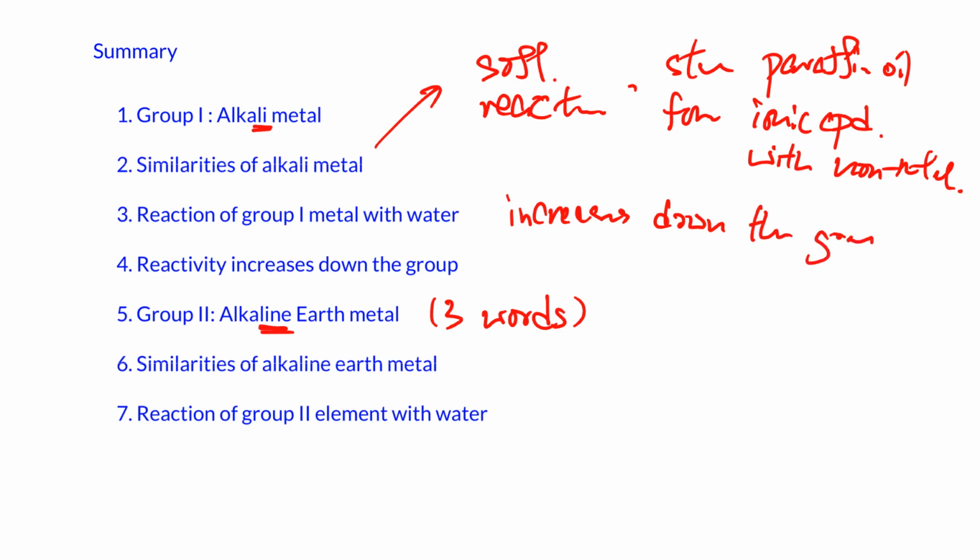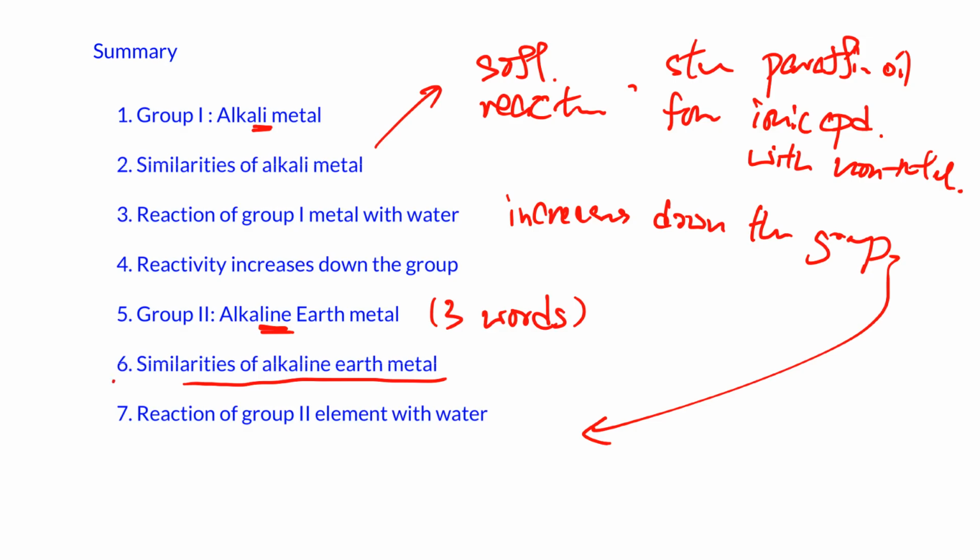The group 2 elements are the same. And for the alkaline earth metals compared to the group 1 metals, they are more dense than the alkali metals. They will sink in the water. And also, they will be reactive, but they are less reactive than group 1 metals.